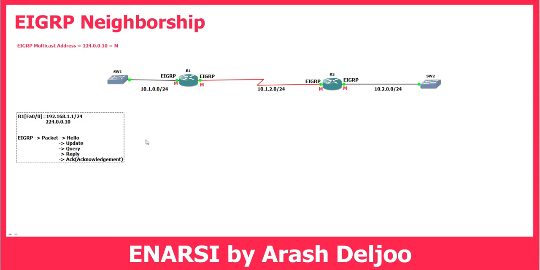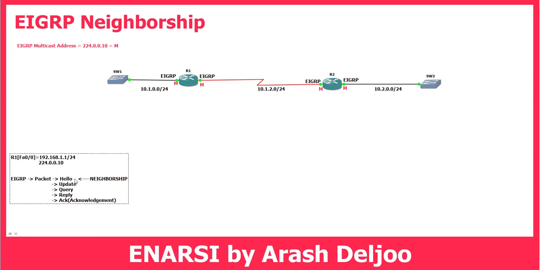But for now, let me say that for the neighborship, we are using only the hello packet. This message of EIGRP is used for the neighborship, but the other packets, update, query, reply, and acknowledgement, are used for sending and receiving the EIGRP updates. Okay, so now we know that one of the most important packets of EIGRP is the EIGRP hello, and we use it for the neighborship.